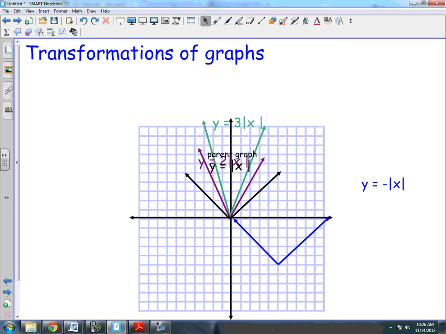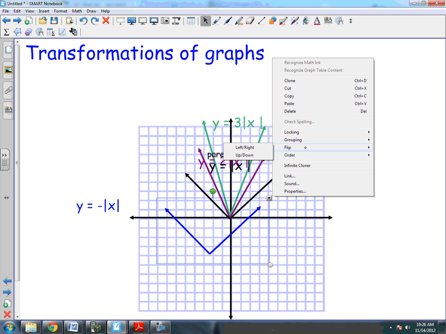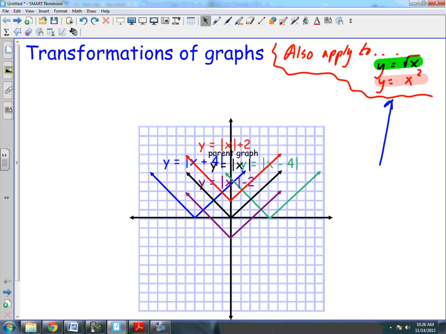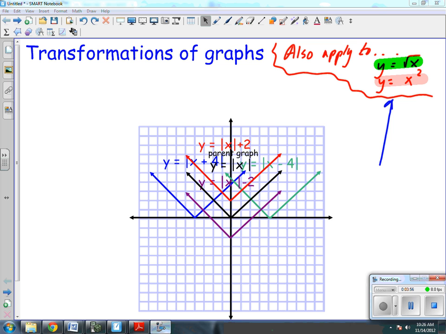In contrast, if I take this one and put a negative in front, it no longer faces upward. Instead, it flips upside down and looks like this. So absolute value of x with a negative in front flips the graph over the x-axis. These are just some things to remember as you approach the graphs. Transforming a graph: putting numbers in front stretches or shrinks it, putting a negative in front flips it, and shifting it left, right, up, and down is when you add or subtract numbers outside. Hopefully this helps you as you approach graphing.